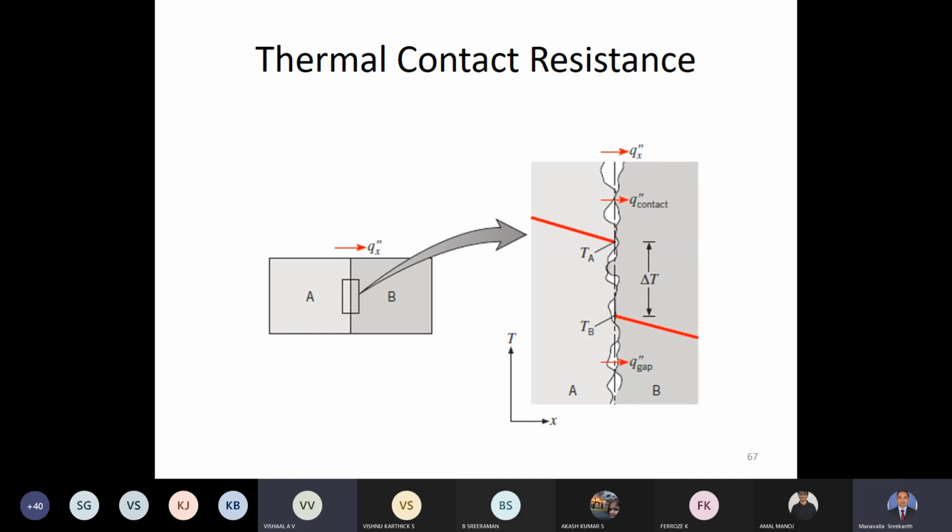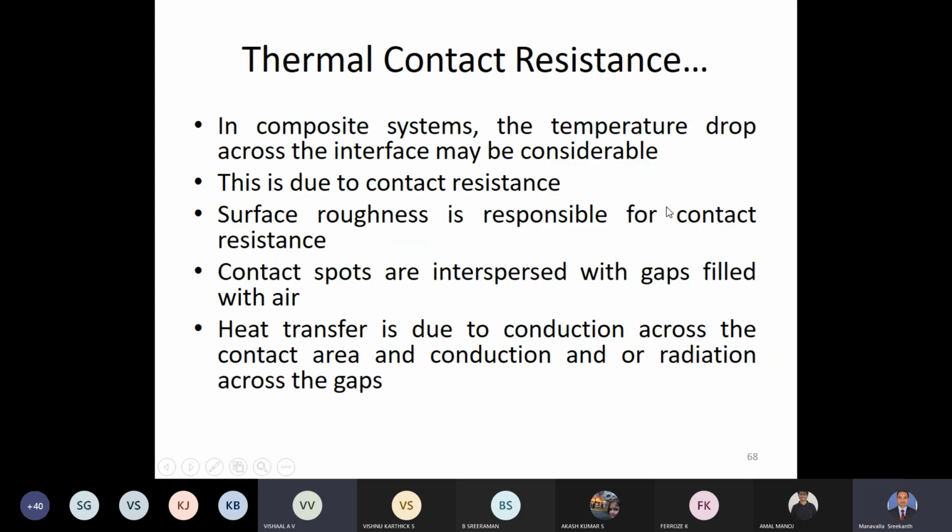Remember, whenever there is a thermal resistance, there will be a certain temperature drop. The lesser the resistance, the lesser will be the temperature drop. The higher the resistance, the higher will be the temperature drop. So accordingly, we should consider this thermal resistance and calculate. So in a composite system, the temperature drop across the interface may be considerable. This is due to contact resistance.